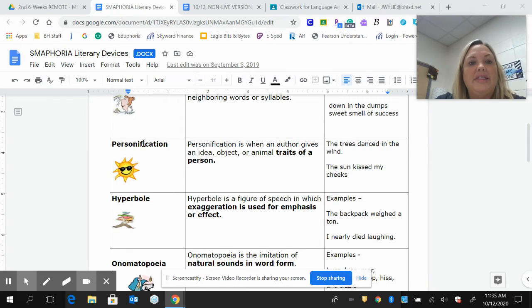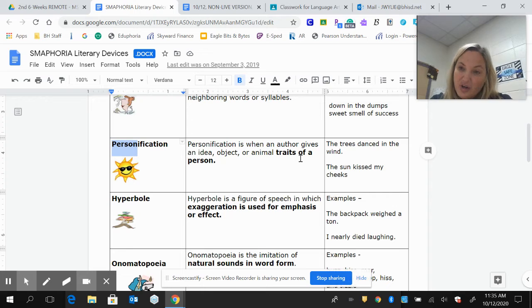Okay. The P in Smaphoria is personification. Okay, look at that root word, person. Keep that in mind because personification is when an author gives an idea, object, or animal traits of a person. So you're making things human-like. When you say a dog talks, a dog really doesn't talk. A dog is getting personification, okay?